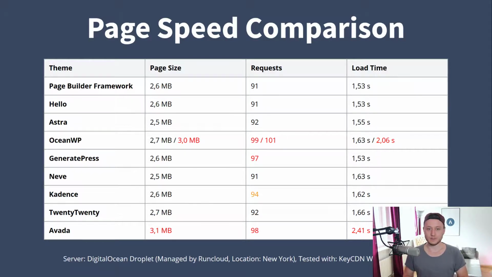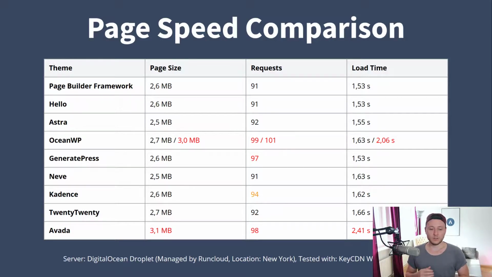All right, I think the most important column here is the requests column. Page Builder Framework comes in at 91 requests, same as Hello and same as Neve, which is a pretty good result. While OceanWP comes in with 99 and 101 requests with Ocean Extra, I think is the name of the plugin, installed. GeneratePress requires 97, and even Cadence comes in with 94 requests.